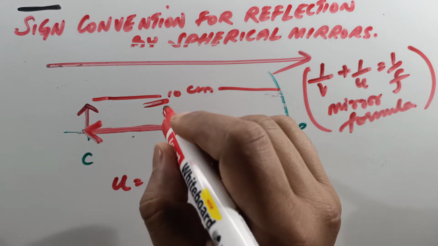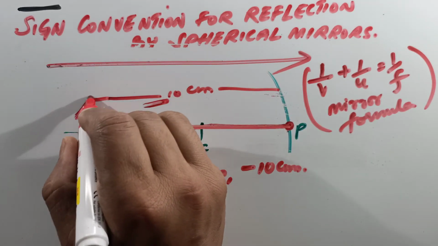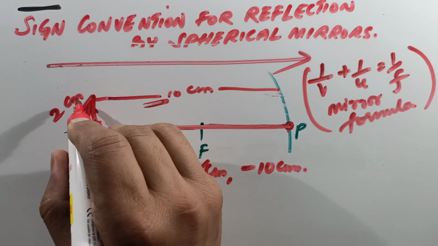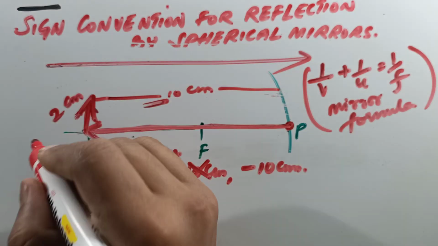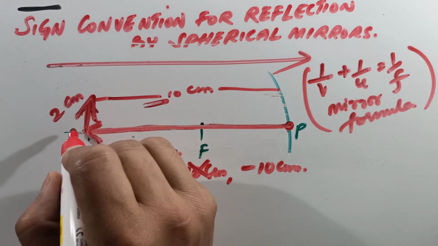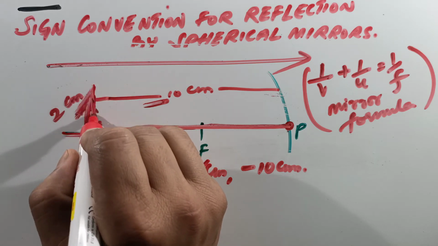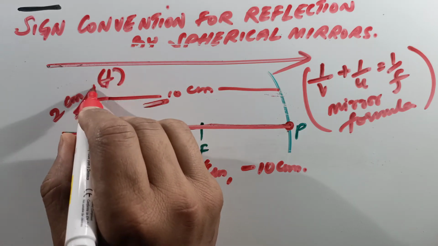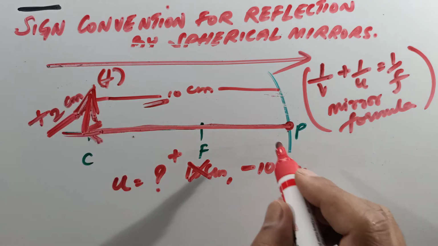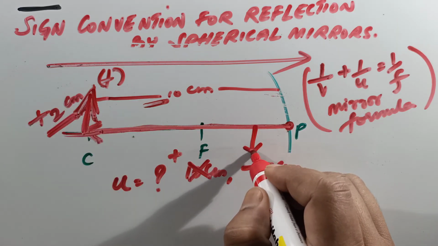Okay, let's say this is the object, the height of the object is 2 centimeters. So whether it will be +2 or -2? Those of you who are telling -2, it will be wrong, because the answer is +2. All distances measured above the principal axis will be what? Will be positive.